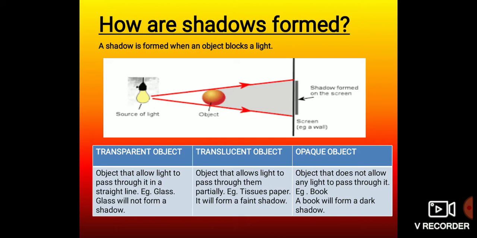Opaque objects do not let any light pass through them. They block light completely and make dark shadows. Wood is an example of an opaque object. Book and table are also examples of opaque objects. When an object is moved closer to the light source, the shadow gets bigger. When an object is moved further away from the light source, the shadow gets smaller.